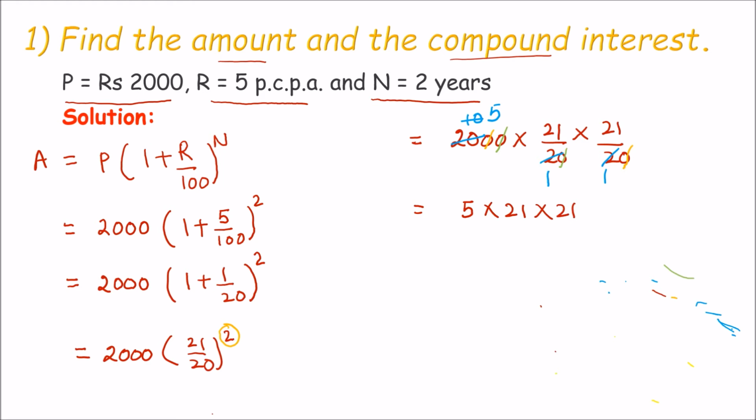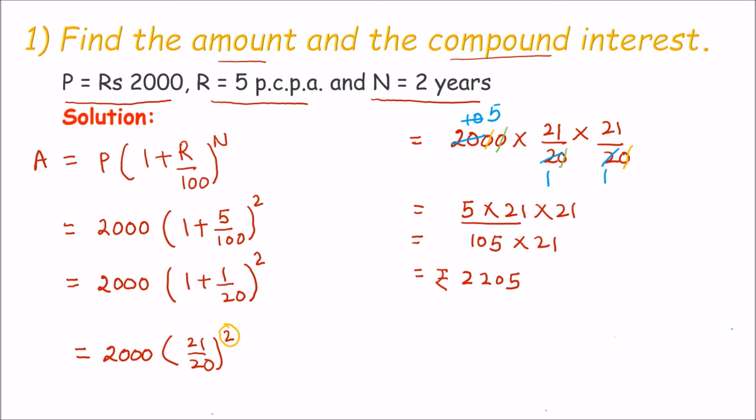Now we will multiply 5 by 21. 5 into 21 gives us 105. 105 into 21 gives us 2205. Okay, so we got the amount, that is rupees 2205.